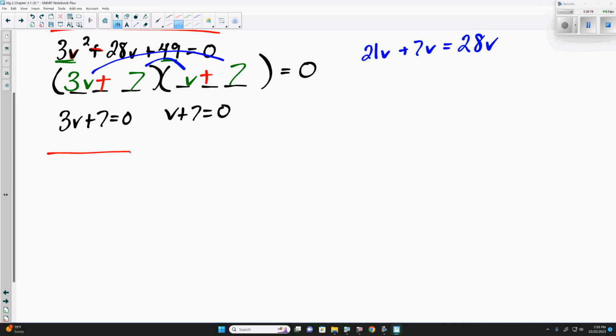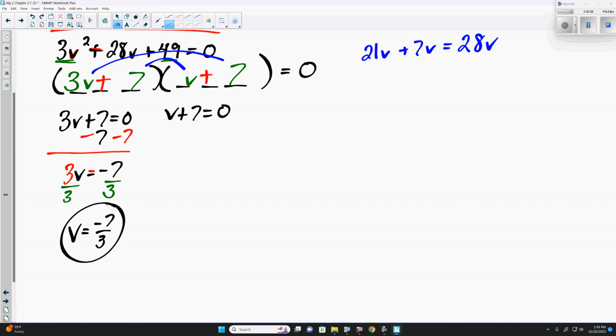What's the first step we can do? Which will tell us that 3v is equal to negative 7. And then we would divide by 3, telling us v is equal to negative 7 thirds. Let's look at the other one. That's it.